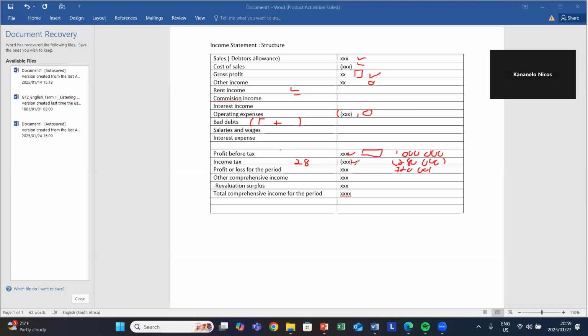And then you also have other comprehensive income. What do you record under other comprehensive income? We record this item, revaluation surplus. What is a revaluation surplus? Remember that we have our assets: land and building, equipment and vehicles and so forth.